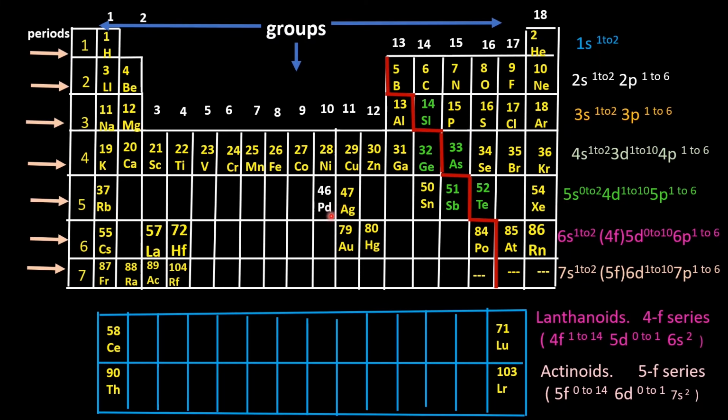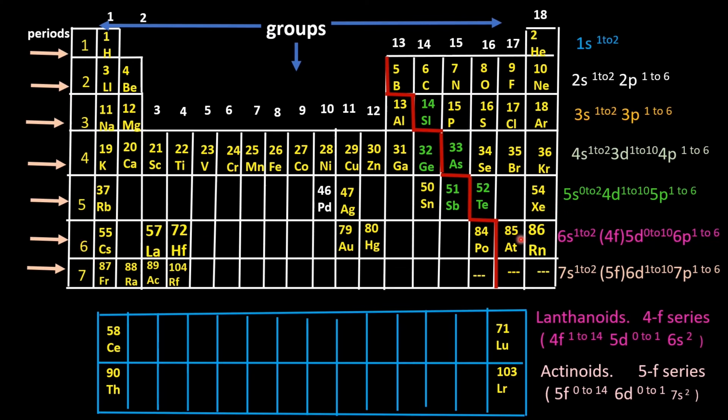For the transition element palladium, atomic number 46, the 5s orbital is empty. There are no electrons in that orbital. 4d orbitals start getting filled up only in the fifth period. That is the transition elements.